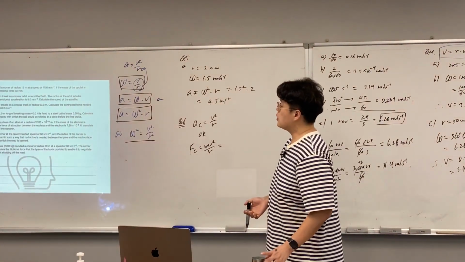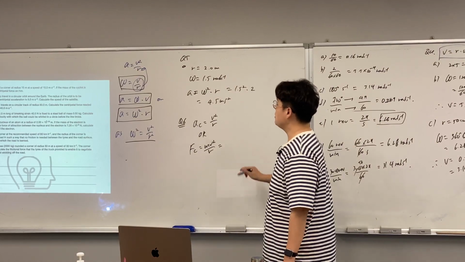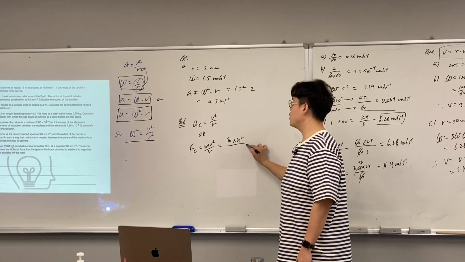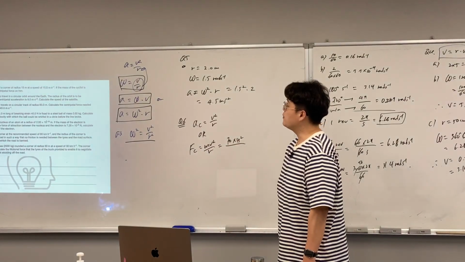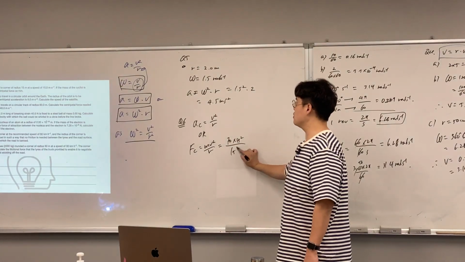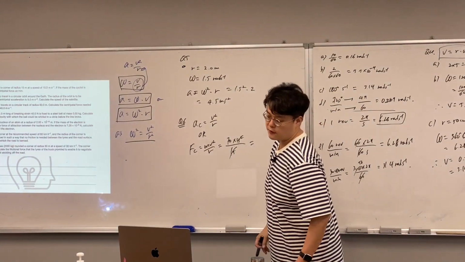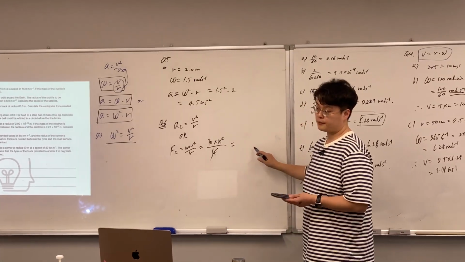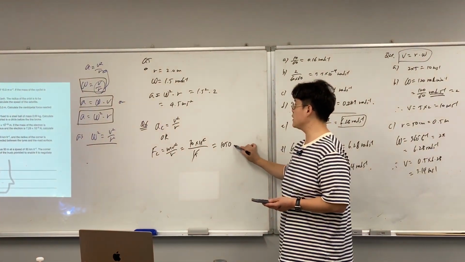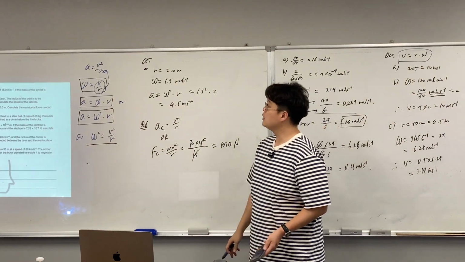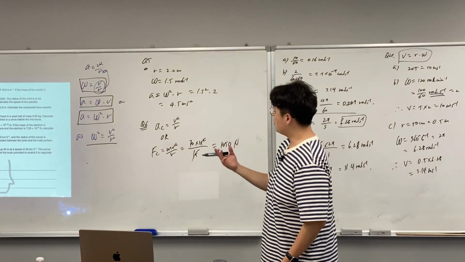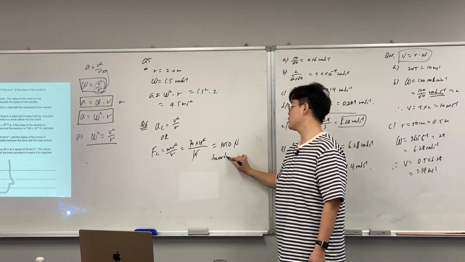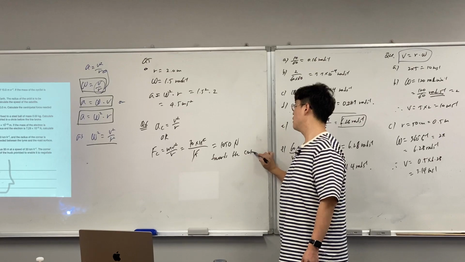Show all the substitution required then. We are given that the mass is 70 kilograms. The velocity is 15 squared, divided by the radius 15. So I guess we cancel one, so 70 times 15. You should get 1,550 newtons. And the centripetal force direction is always towards the center.